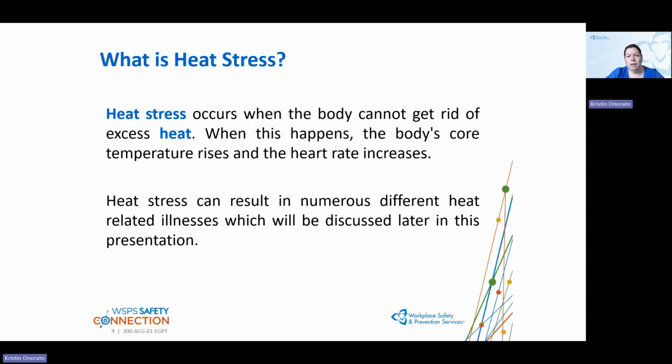We will go through some of those common ones a little bit later on, but ultimately this is why heat is such a concern. Heat, again, has that ability to raise our core temperature. As that core temperature rises, those illnesses related to heat can begin to happen, and our workers and employees can experience some concerns.